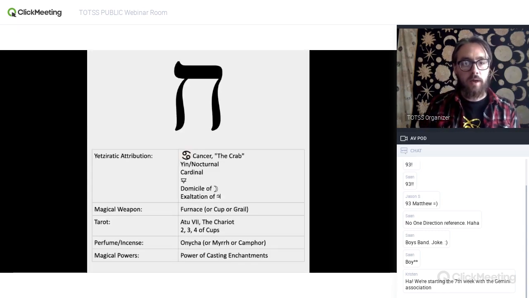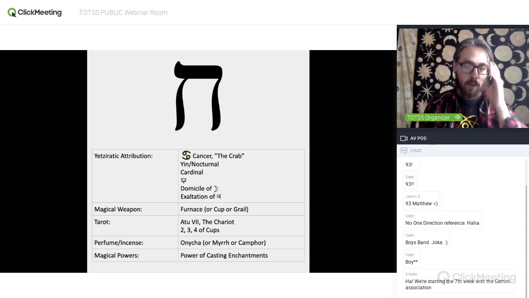All right, so let's look at our Yetziratic attribution here. Cheth is attributed to Cancer in the zodiac, right? It's just our next sign. Again, other than the Heh switch we talked about, we're just going in order along the zodiac signs. So this is Cancer, the crab. It's what I'm calling a yin or nocturnal sign, also called feminine or passive, but I prefer yin.